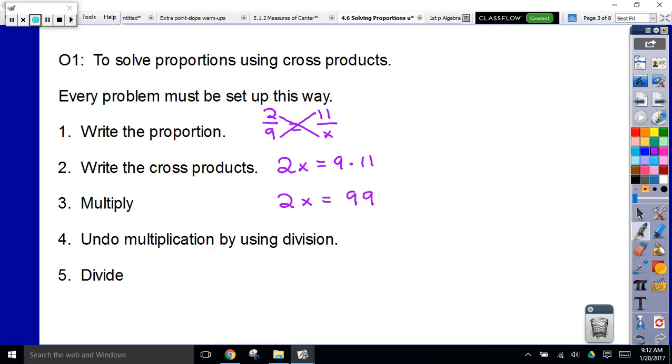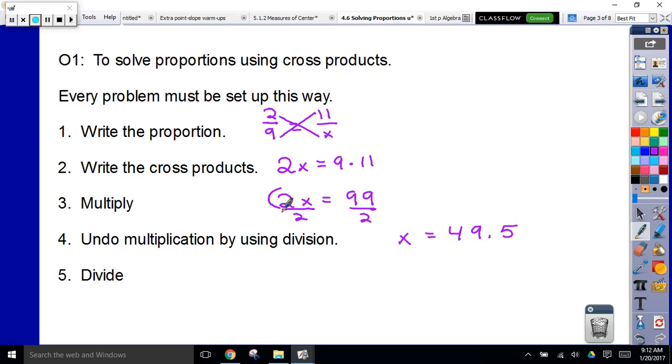Now we have a one-step equation. We're going to solve this equation by doing what? We have 2 times x equals 99. How do I solve? Good. Divide by 2. So 99 divided by 2 is 49.5. So x equals 49.5.